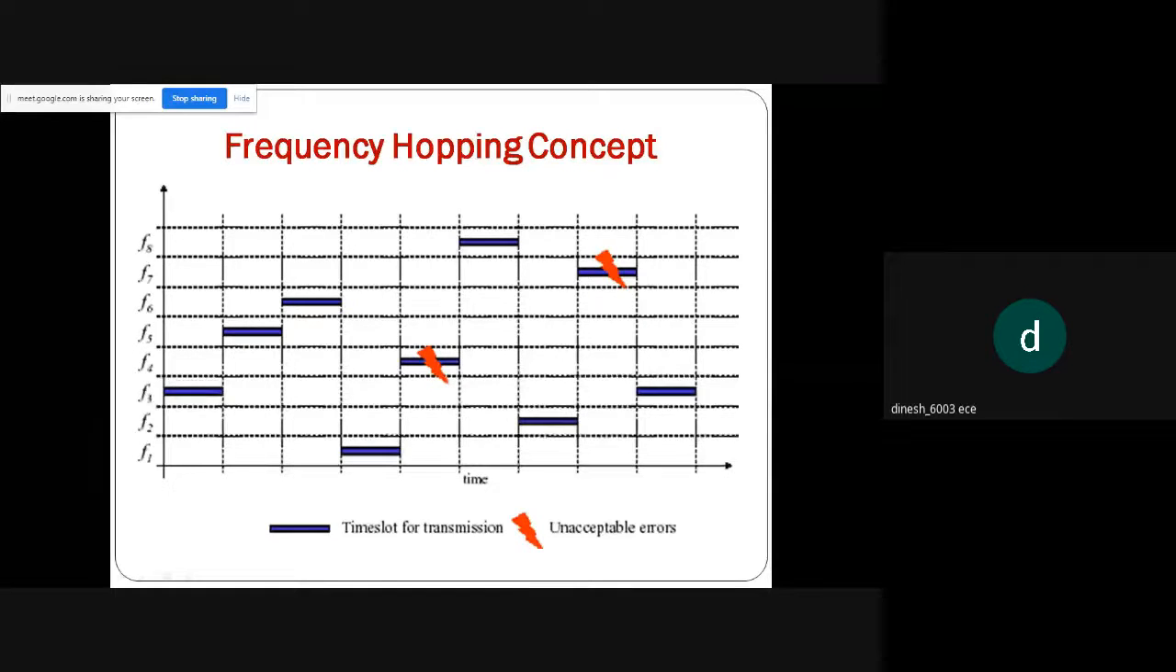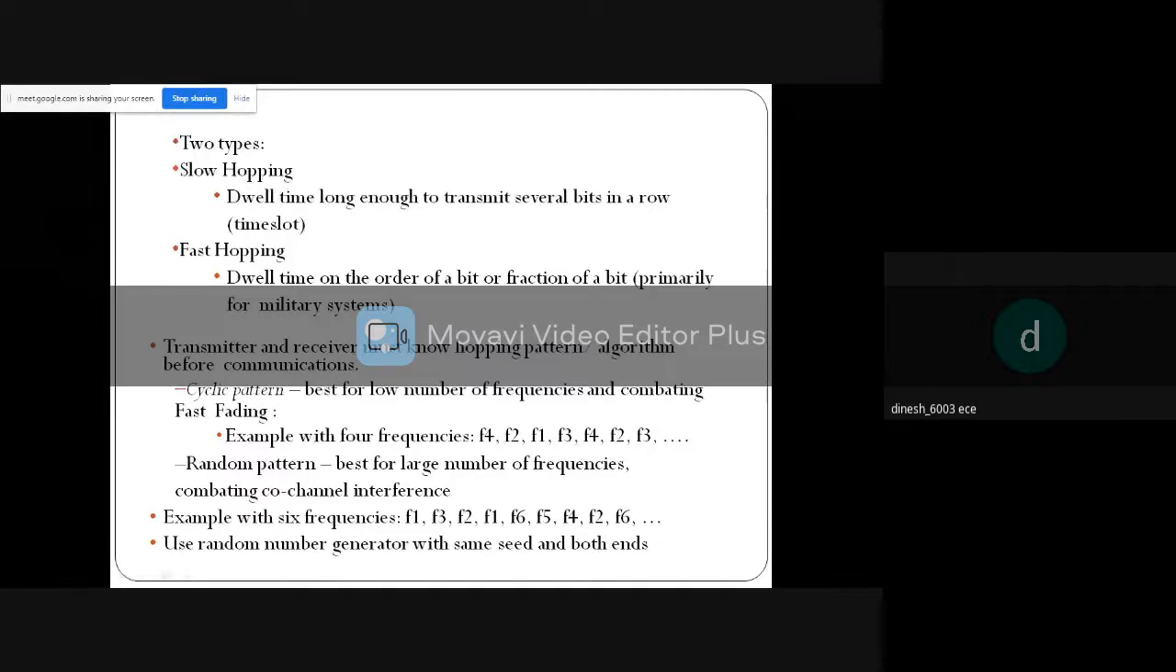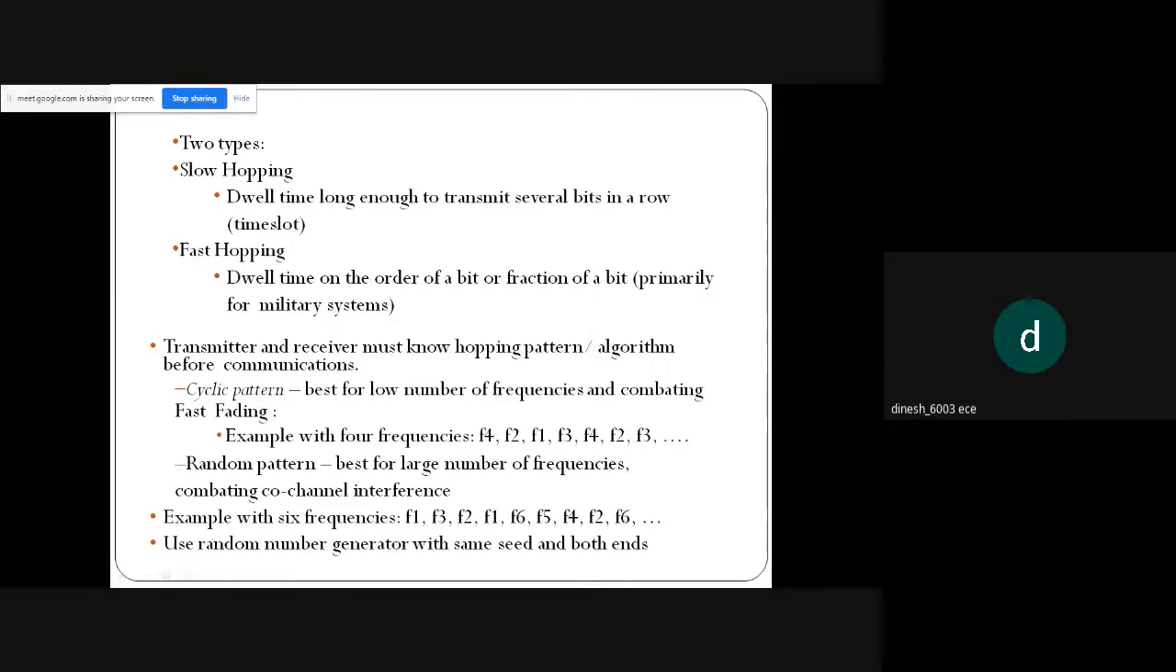So there are two types in this frequency hop. One is slow hopping, where the dwell time is an important parameter: the dwell time is long enough to transmit several bits in a row and determines the time slot. Next is fast hopping, where the dwell time is on the order of a bit or a fraction of a bit, which is used primarily for military systems.